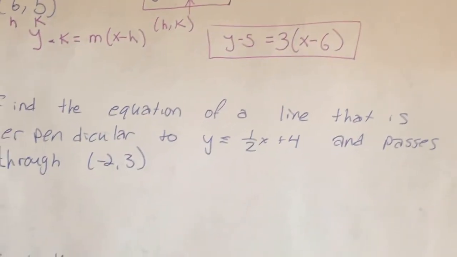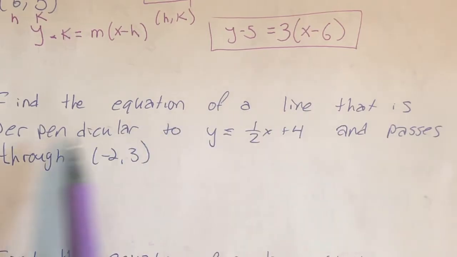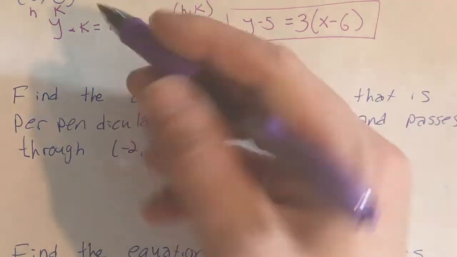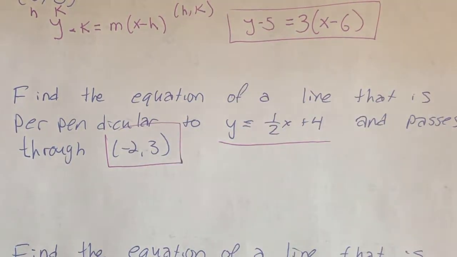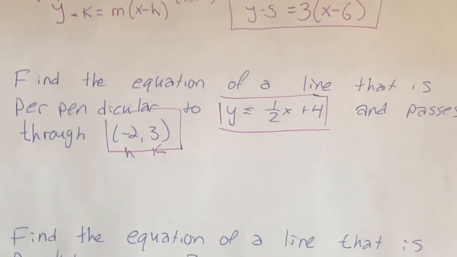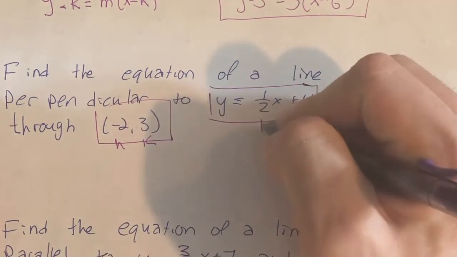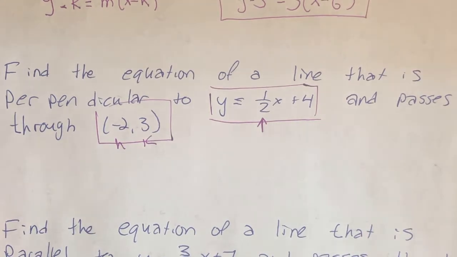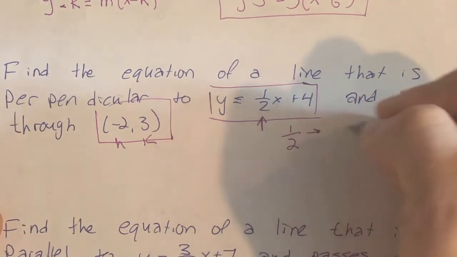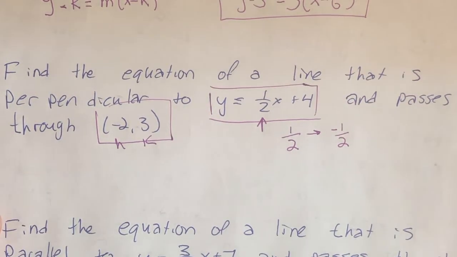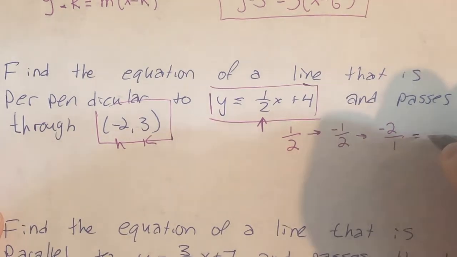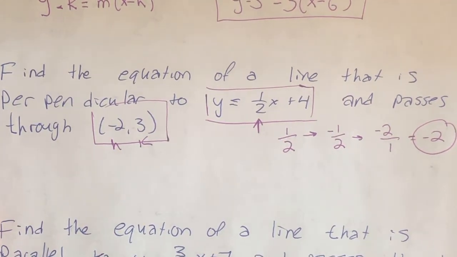Now we want to find the equation of a line that is perpendicular to y equals 1/2 x minus 4 and passes through (-2, 3). Again, I'll go ahead and identify my key information. Here's my h and my k. And again, I'll use point slope form. First, notice the slope of the original line is 1/2. So I need to get the opposite reciprocal of 1/2. I start by taking 1/2, I make it negative 1/2. That's the opposite. And then I make it negative 2/1. That's the reciprocal. So the slope that I want for my line is negative 2.